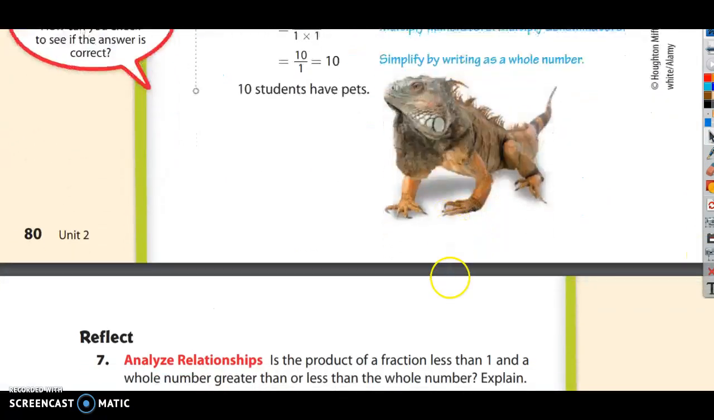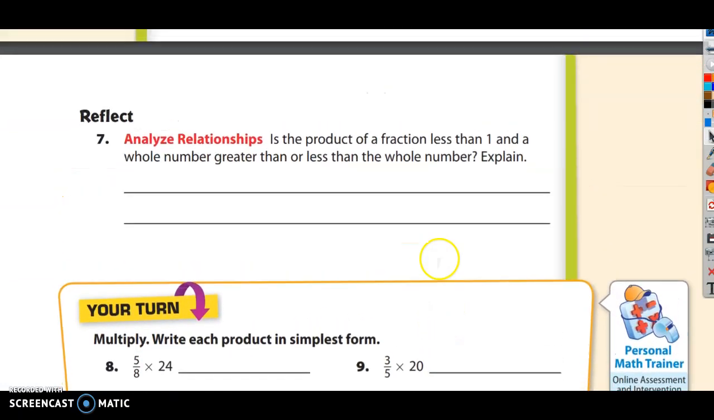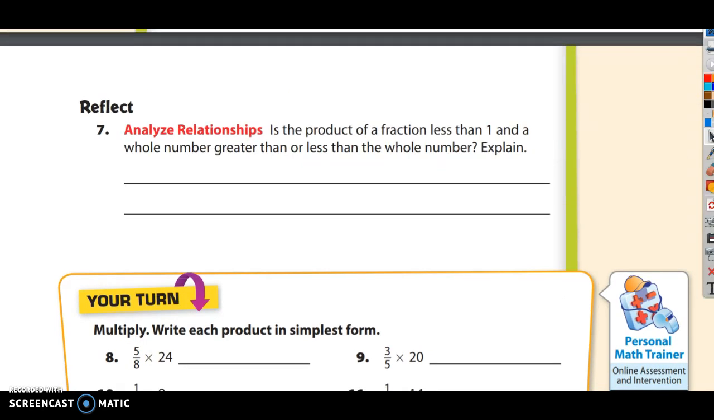We're going to now go to the top of page 81. We'll start with the reflect and then we'll go on. So question number 7 says, is the product, if you don't know what product means, that means the answer, of a fraction less than 1 and a whole number greater than or less than the whole number, and explain.